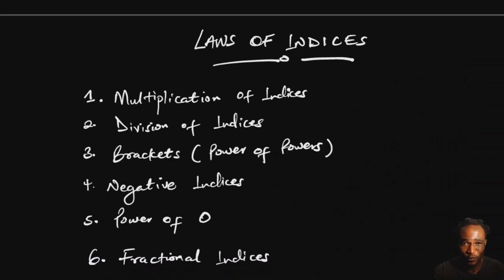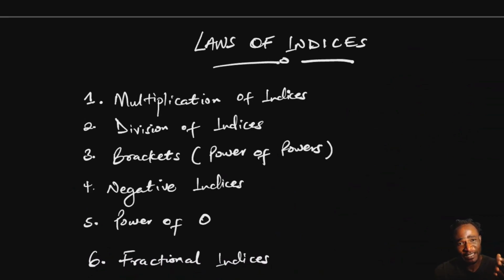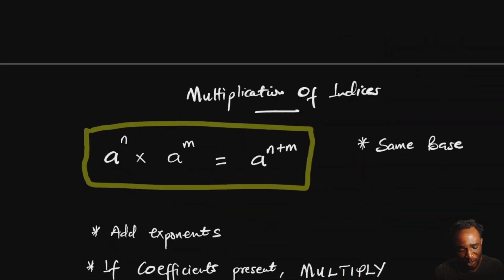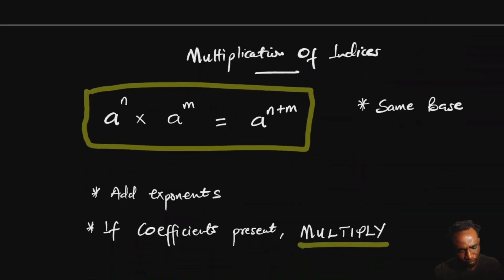Now, to the laws of indices, we have the multiplication law, the division law, we have the brackets law, also known as the power of powers law, we have the negative indices law, the power of 0 law, and the fractional indices law. So we're going to take a look at the multiplication law to start with.